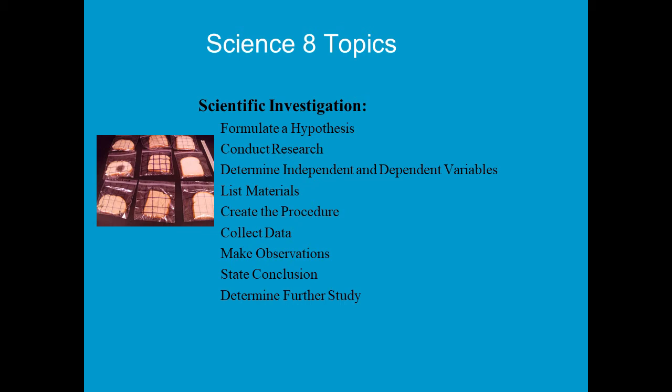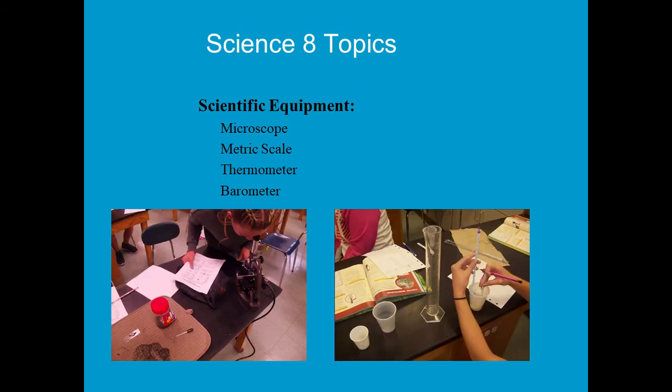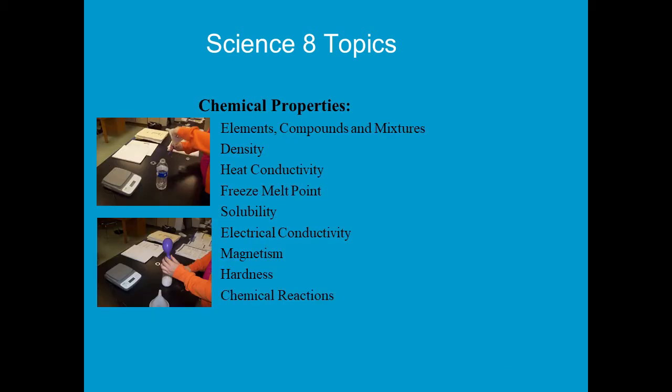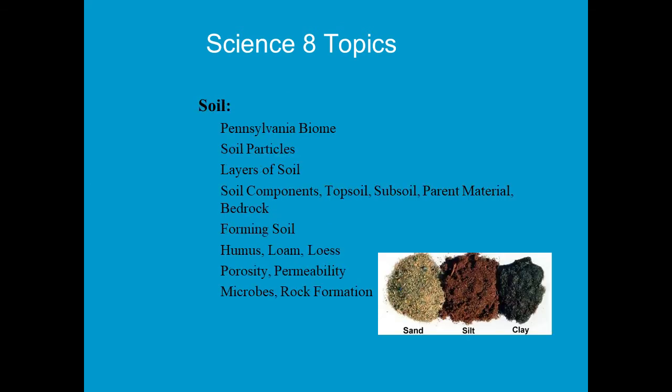And that can be done by December, and there are PJAS competitions in the spring if they're interested in taking advantage of that. We did an exercise on scientific equipment. There's quite a number of things that we need to use in this class, and the students need to know for that PSSA test. Chemical properties were just started here recently. We talk about elements and compounds and mixtures. There is a soil unit, which we talk about loam and humus and loess and how soil is made.